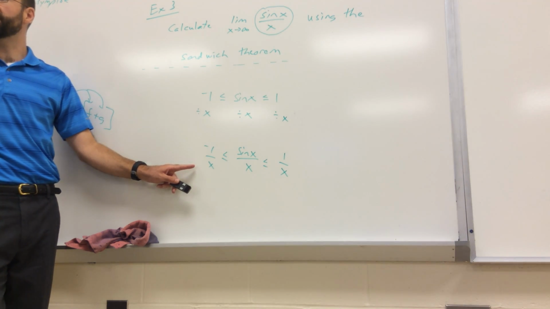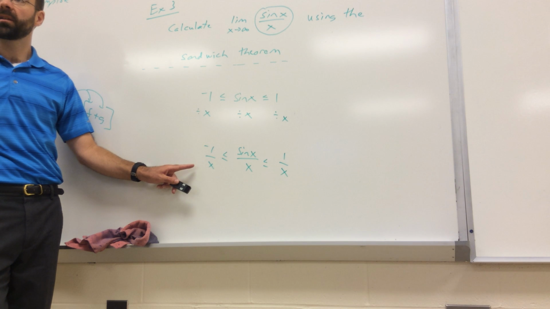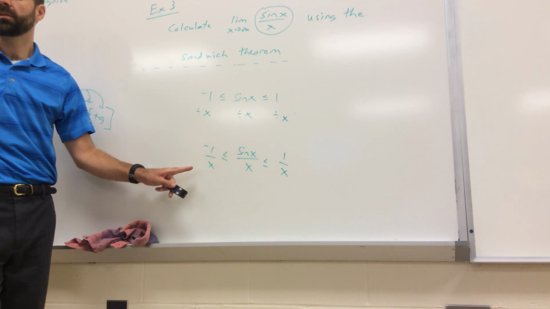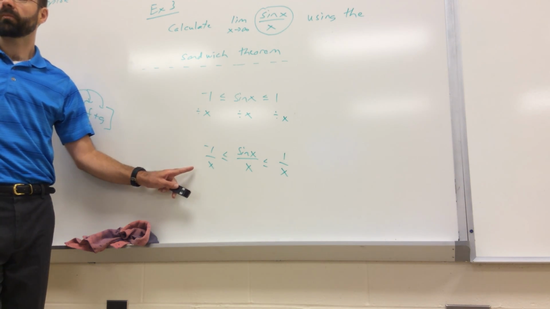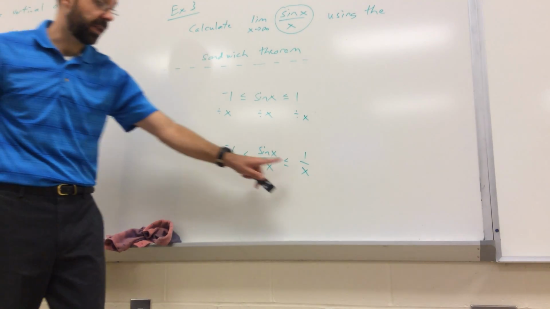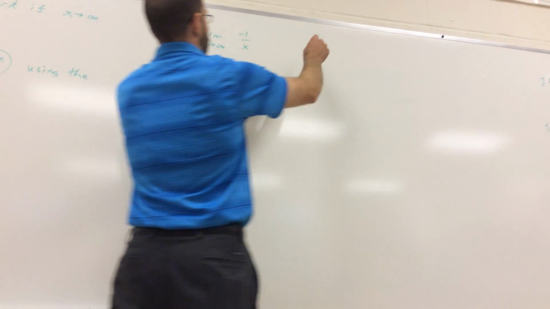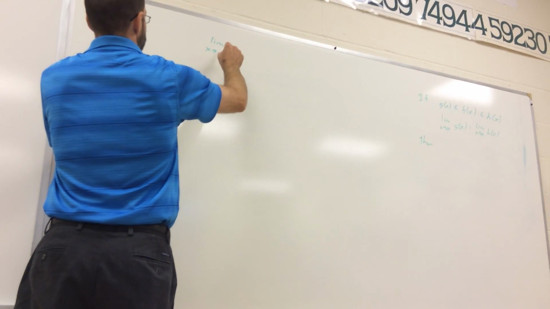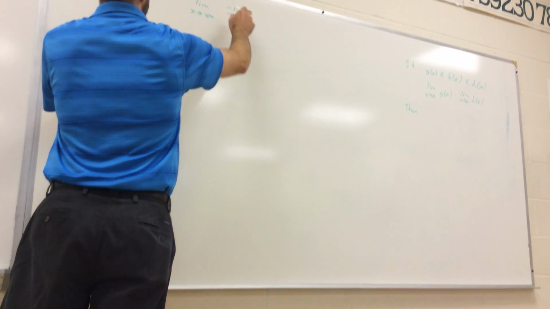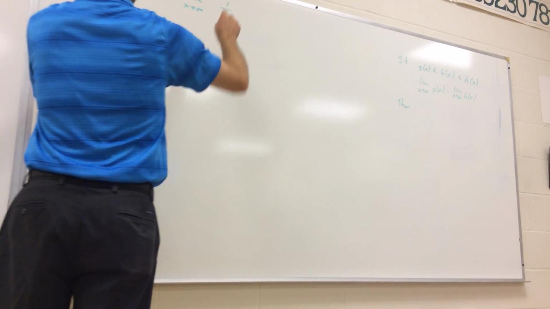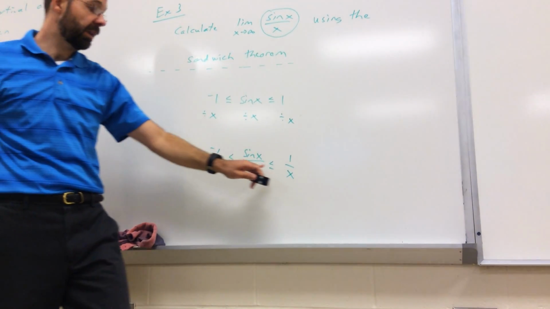Okay, so now the first step of the sandwich theorem has happened. I've got my function that I care about trapped in between two other functions. Then the next step is to take this limit and that limit, right? So I'm going to calculate the limit as x goes to infinity of -1 over x, and also the limit as x goes to infinity of +1 over x.